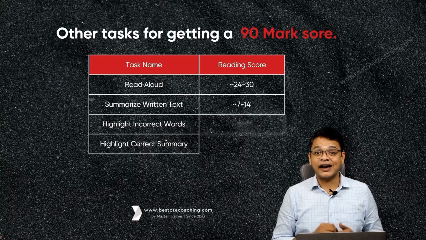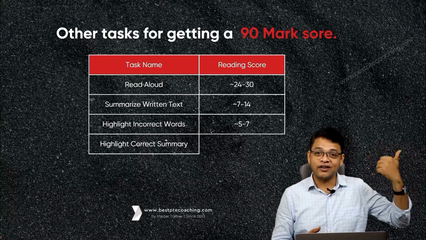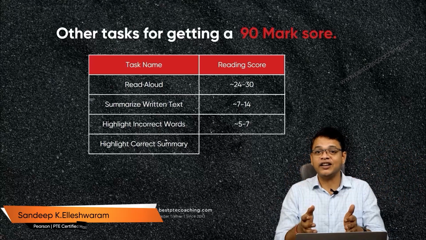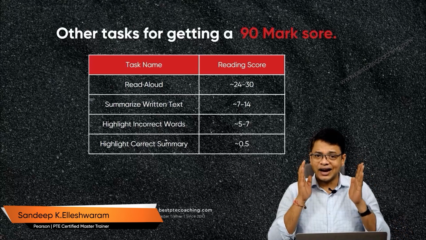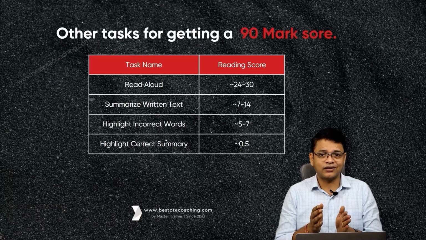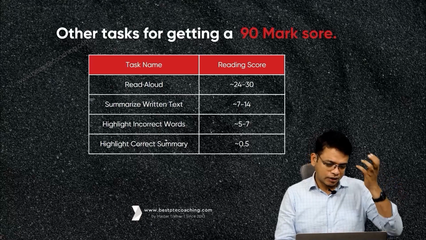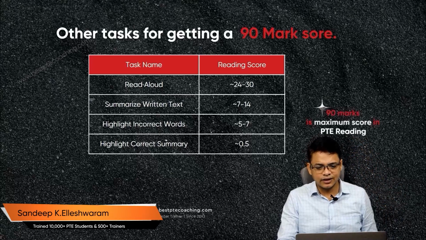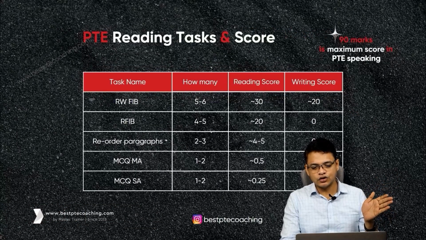And then we have highlight incorrect words, which is an important task from the listening module. There it gives you a very handsome score. Here also it gives you a very decent score in reading. How much? 5 to 7 marks. And not a very important task, which is highlight correct summary, which is only there in the PTE Academic exam. It doesn't exist in the PTE Core exam. It is only for those people who are taking the PTE Core test. This task doesn't exist for you, right? So these are the tasks that are like this part and this part. Both of these lead to a 90 score basically, right?